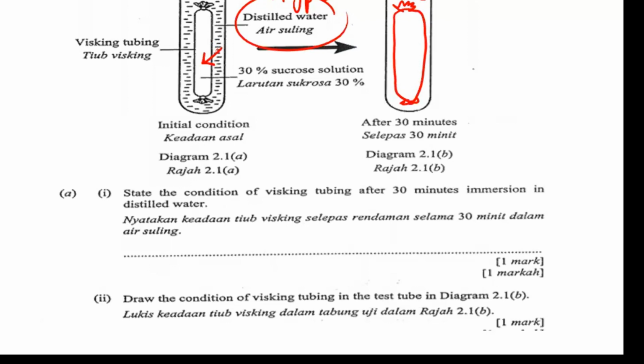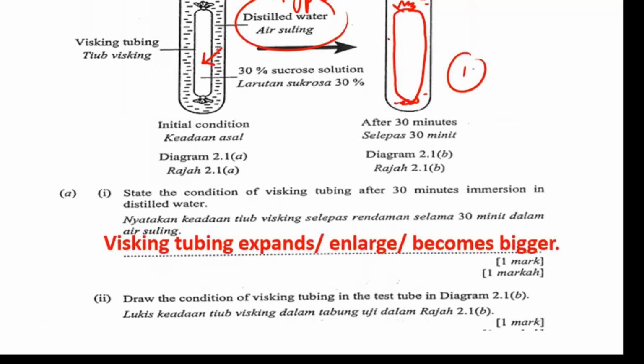Okay, we'll expand. So 1 mark for drawing. Okay, next. State the condition. What's the condition? Come on, guys. One word only, or a sentence also can. From this, become this. Expand. Enlarge. Okay lah. Can expand, enlarge, become bigger. All right. Swell. Don't say swell.